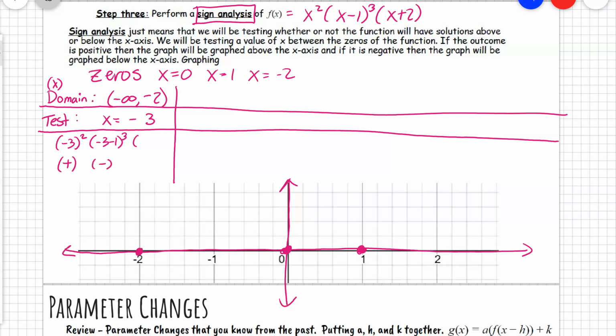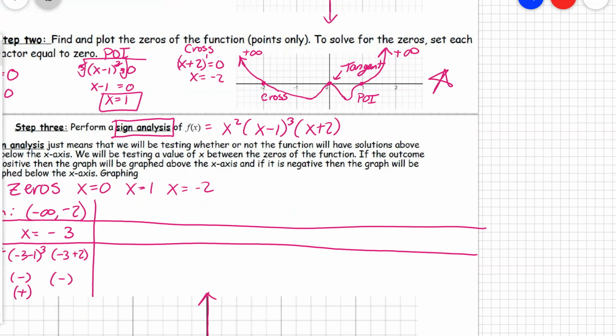Next one is -3 plus 2. That becomes -1. And when I multiply all three of these together, positive times a negative times a negative, because remember, we don't care about the value, we just care about the sign, this is going to become ultimately positive. So I know my graph is going to be positive somewhere. See? Notice how it's positive up here.